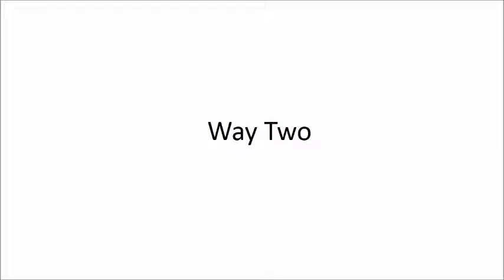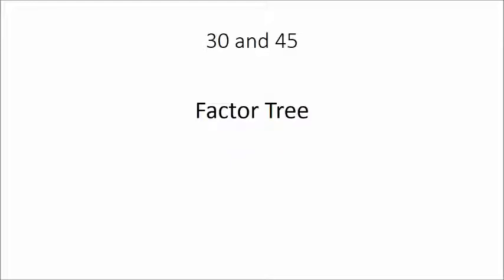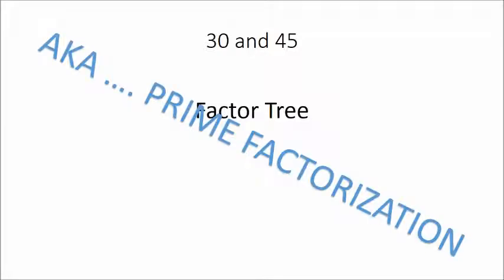So way 2, you're going to find out in a second. Where is it? Way 2. I'm going to show you factoring. It's the factor tree method. So the factor tree method for 30 and 45, exact same problem. I'm going to show you can get the exact same answer doing it this way. Also known as prime factorization.